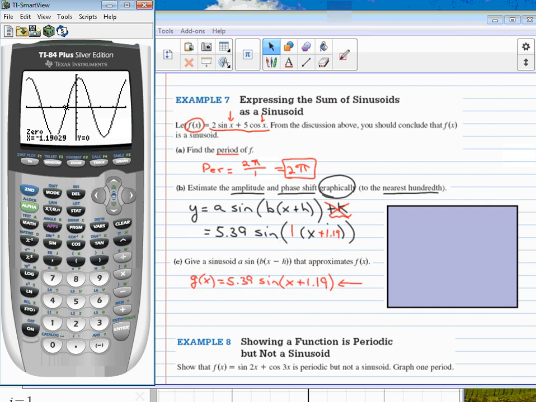Oh, look, that's what they wanted on the next line. That should be my sinusoid that approximates it. So how well did we do? Well, hit y equals, come down to your second equation, and let's enter ours. 5.39 sine of x plus 1.19. Close it all up. What should I see when I graph? Yeah, there's the original, and there I'm graphing the new one. Do you see anything different? No, we matched it up. We've got our new graph.